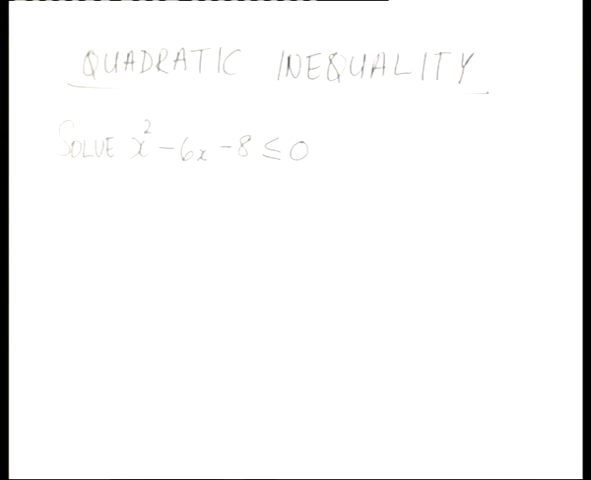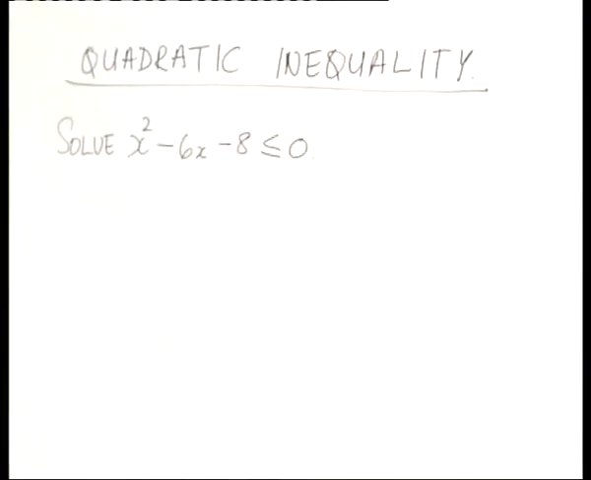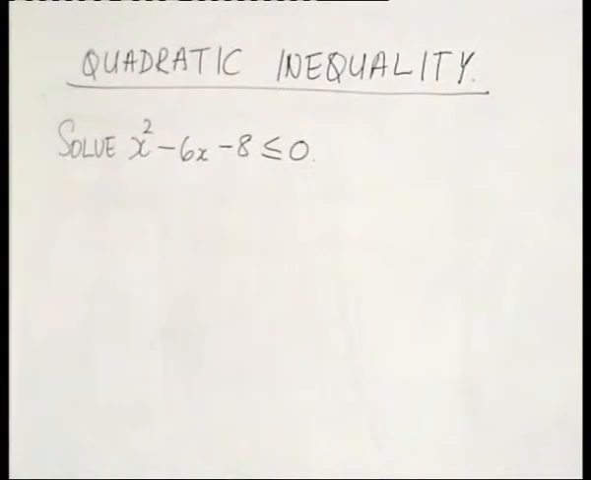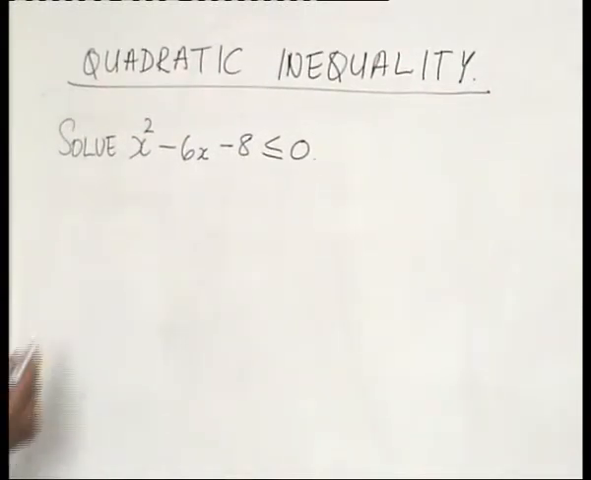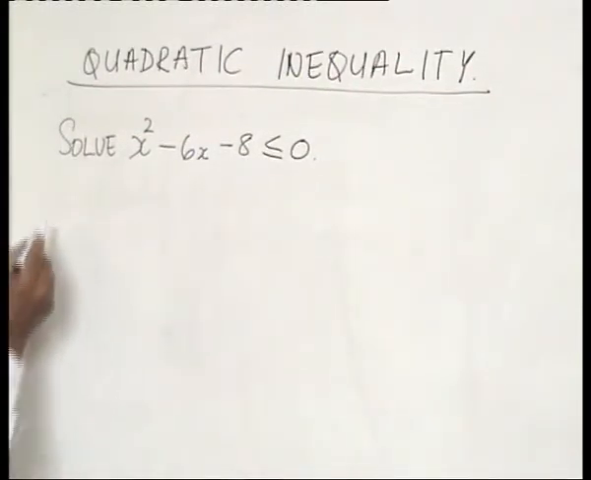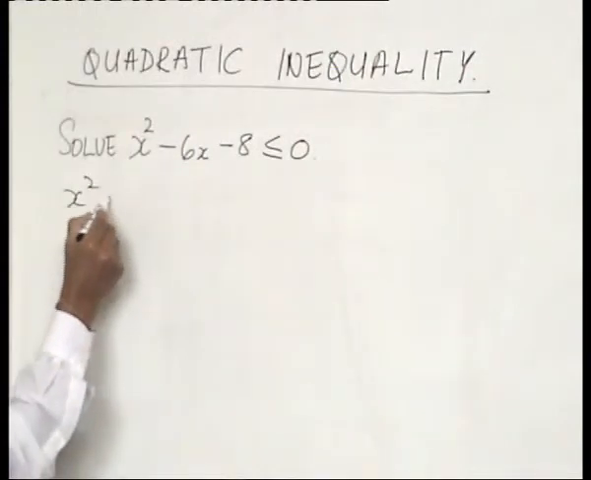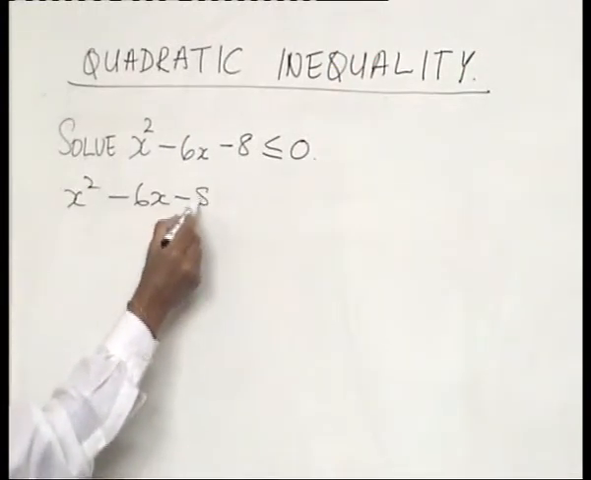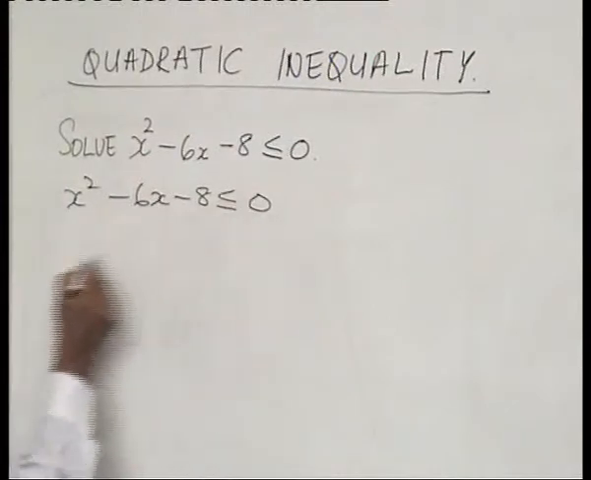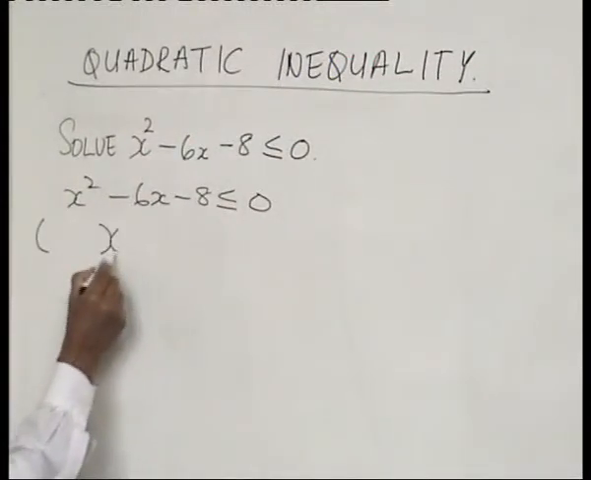We are trying to solve a quadratic inequality. So you have the example over here. The first step is to factorize this. So you take your question, x squared minus 6x minus 8 is less than or equal to 0, and you factorize it.